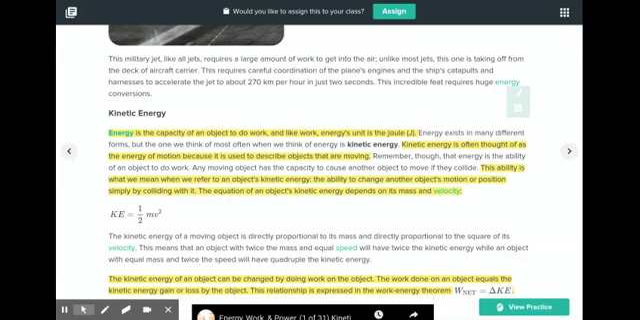So kinetic energy has the formula of half mv squared. Its energy is directly proportional to its mass and directly proportional to the square of its velocity. That means if the mass of the object is doubled, then the kinetic energy will be doubled. If the velocity of the object is doubled, the energy will increase 4 times. Okay, that's just mathematics.